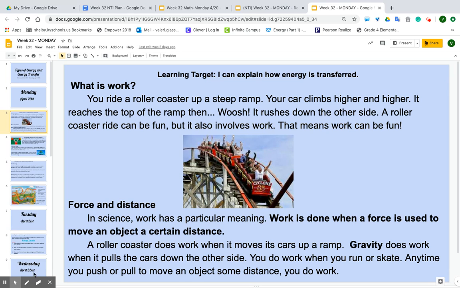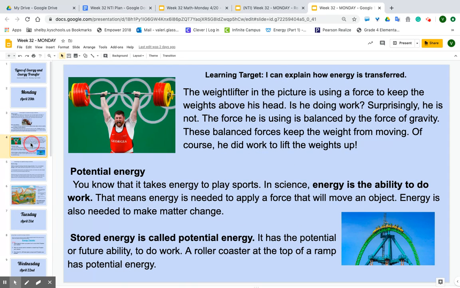And in science this week, you're going to be working with some more vocabulary that you used from last week. Your learning target, if you look up here: I can explain how energy is transferred. So by the end of the week, you're going to be able to explain how energy is transferred from one position or one object to the other. I want to highlight a few of the words here.